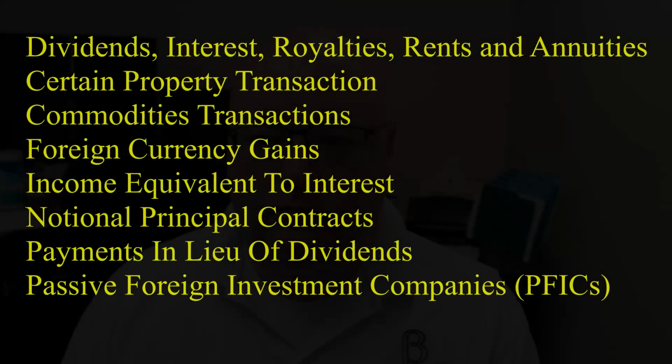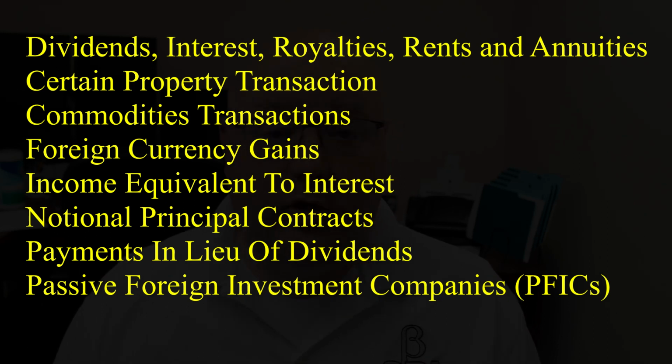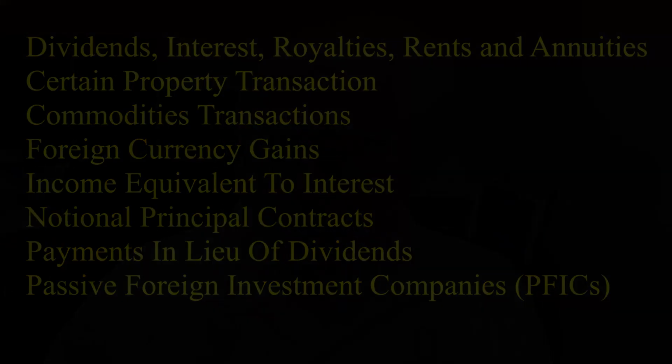And so under the foreign passive tax rules, passive is far more expansive. Not only does it include rents, royalties, and annuities, it also includes dividends and interest. So basically all of the portfolio income pretty much falls under the passive rules. Also included are certain property transactions, commodity transactions, foreign currency gains, income equivalent to interest, notional principal contracts, payments in lieu of dividends, and then this thing that we call PFICs, passive foreign investment companies, which is actually a completely different regime under which the majority of foreign mutual funds are going to fall.